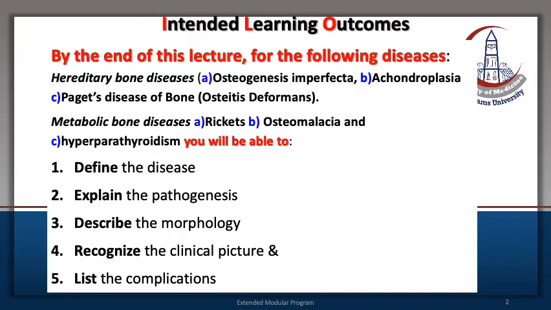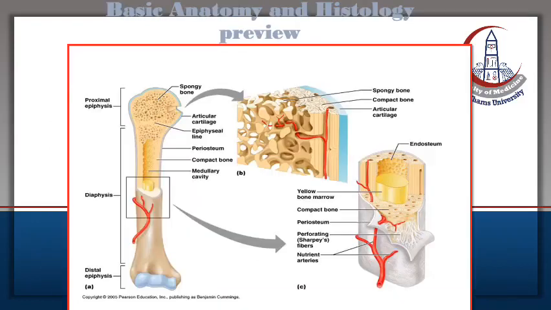Those diseases will be studied regarding the definition of the disease, the pathogenesis, the morphology, including gross and microscopic features, clinical picture of the disease, and various complications. Before studying those various diseases, we should first revise the anatomy and histology of the normal bone.